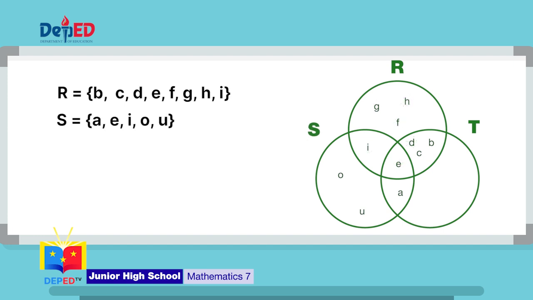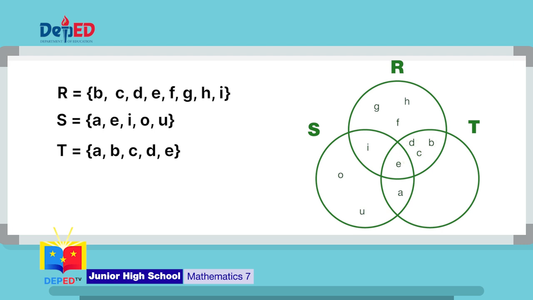Set S is the set of vowels of the English alphabet. So, the letters which are contained in set S are A, E, I, O, U. T is the set of letters from A to E. Thus, set T contains A, B, C, D, and E.